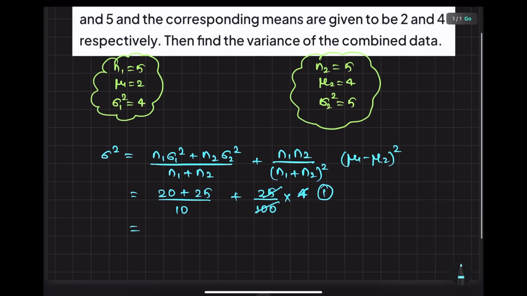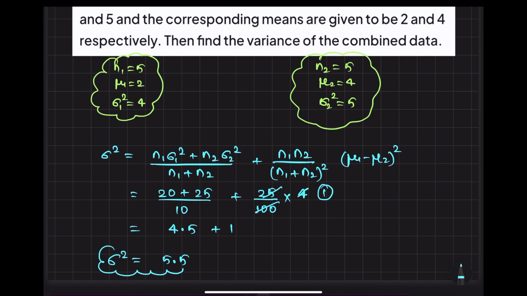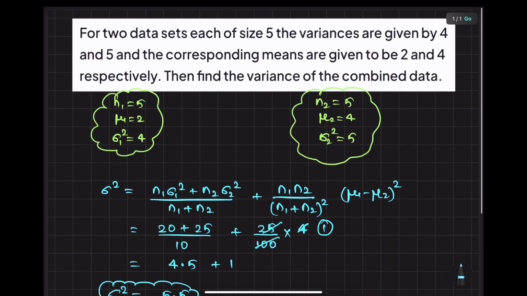Now this thing will become what? 45 upon 10. So can I say it is 4.5 plus 1, so it is 5.5. Hence the variance of the required data set is 5.5.